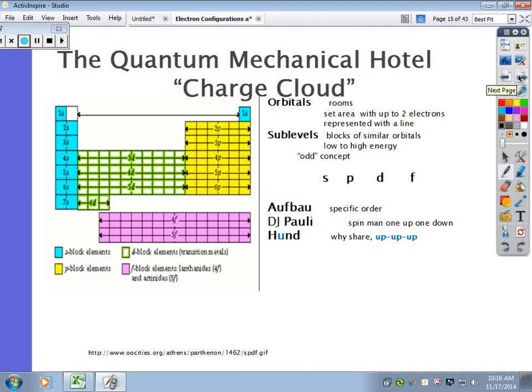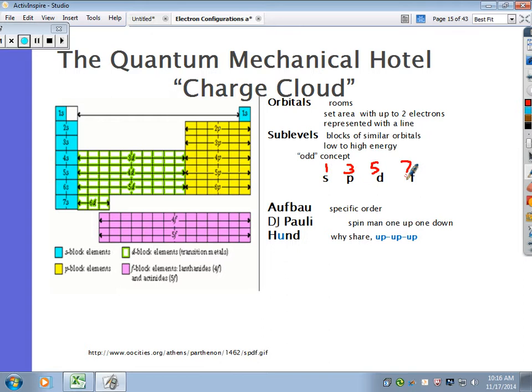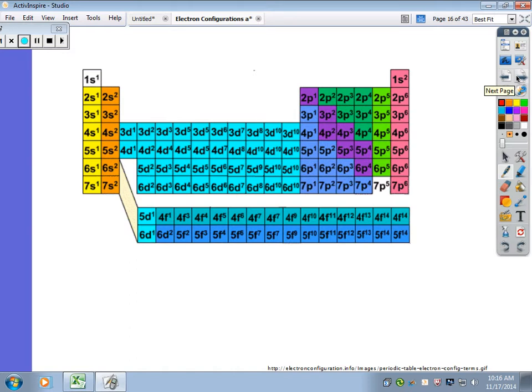So here you go. Orbitals are rooms. They're in a set area with up to 2 electrons. They're represented with a line. This is an odd concept. Remember that. There's 1, 3, 5, and 7 lines. Aufbau says we put things in an order. DJ Pauli's Spin Man says you put one up and then one down in a spot. And Hund says if you're in the S's, you go up and down, but if you're in the P's, then you go up, up, up, because you have a choice. Why share if you don't have to? So there's no better way to do this than to jump in off the deep end and just practice.